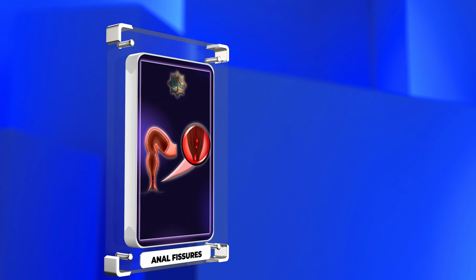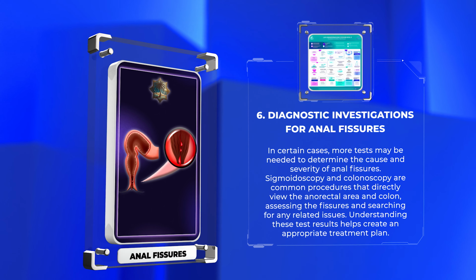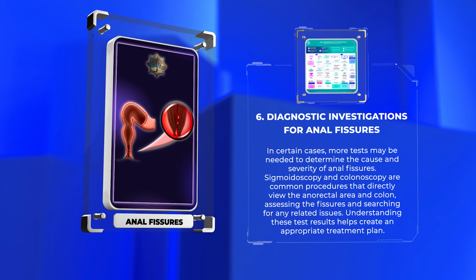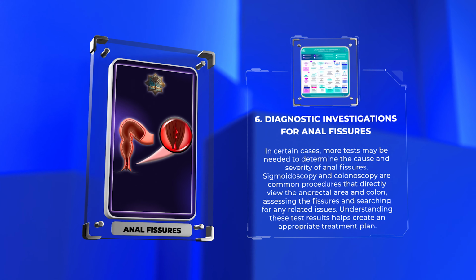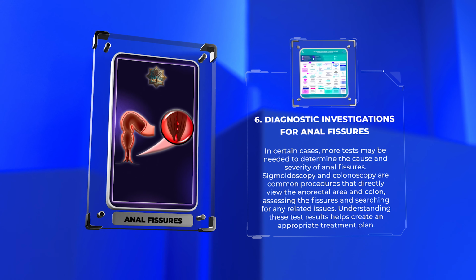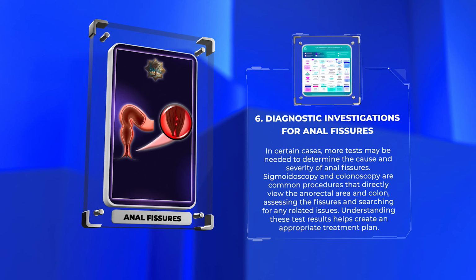In certain cases, more tests may be needed to determine the cause and severity of anal fissures. Sigmoidoscopy and colonoscopy are common procedures that directly view the anorectal area and colon, assessing the fissures and searching for any related issues. Understanding these test results helps create an appropriate treatment plan.